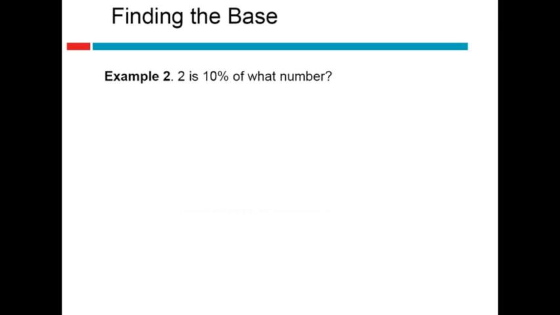Suppose that the base is missing in our problem. So we're saying of what number? So that's the base. And we say 2 is 10%. So 2 is our amount. And 10 is going to be our percent number.